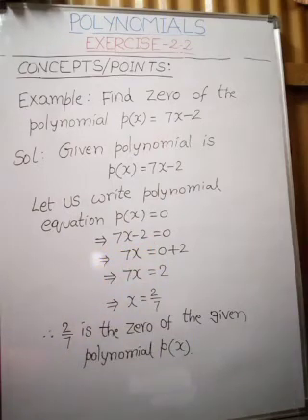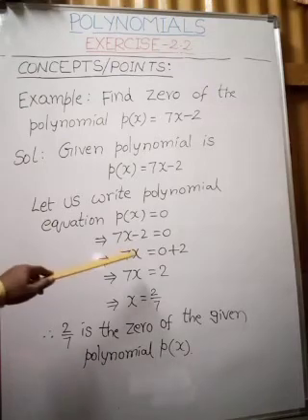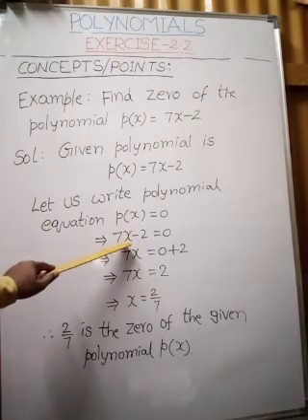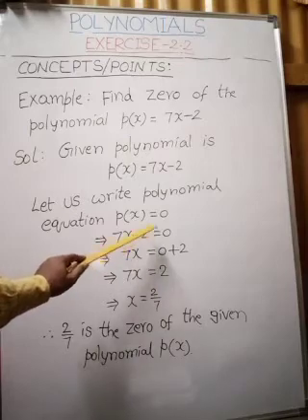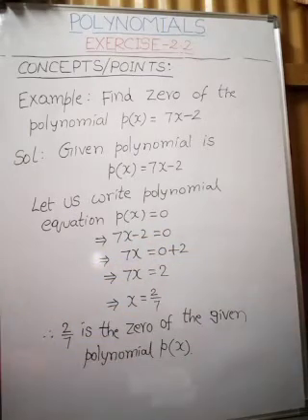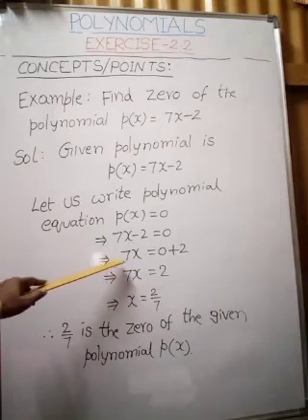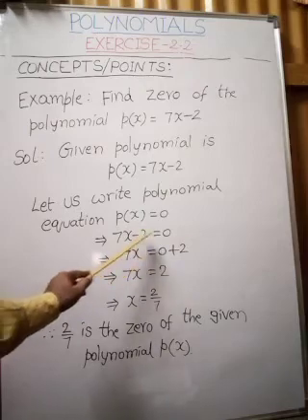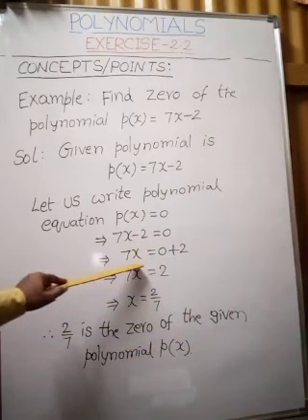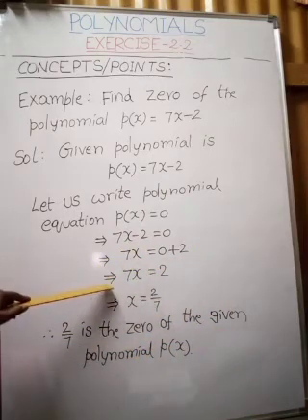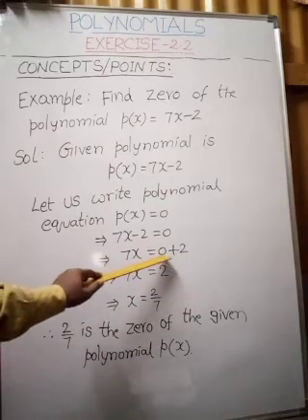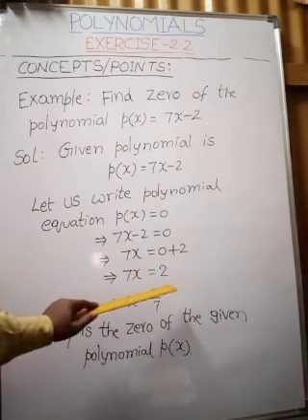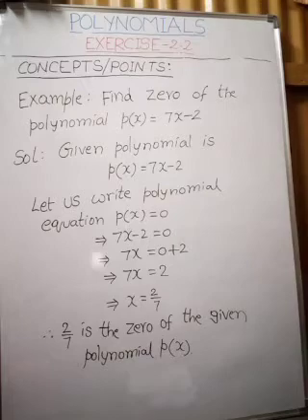Step 2, I told you. Step 2, we have to solve the polynomial equation. So here this is the x term and this is a constant term. So first we send the constant term to RHS. Then it becomes plus 2. So 7x is equal to 0 plus 2. Understood this step, my dear children? This implies 7x is equal to 0 plus 2. What will you get here? 2 only.